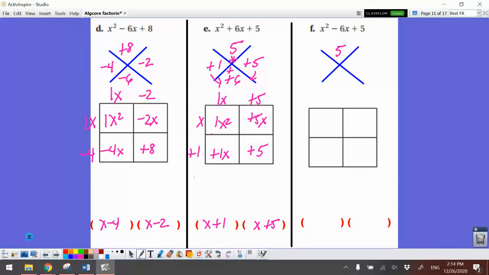Okay, so I need to have 5 and -6. Well, the only difference would be those are negative. So same numbers, just negative. So 1x squared, +5, -5, -1. Take out my negative, take out my x's, take out my -1, and I have x minus 5, x minus 1. So that works pretty slick.